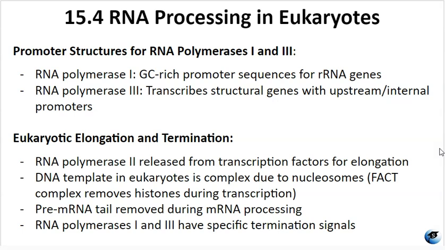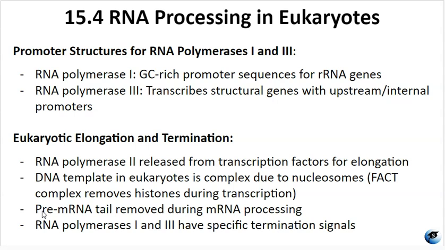It takes them off the DNA template as the polymerase advances. So this allows for the synthesis to continue. And once the pre-mRNA is totally synthesized, FACT restores the histones to recreate the nucleosomes. Termination differs among the different RNA polymerases. RNA polymerase II elongates beyond the gene by about 1 to 2,000 nucleotides in eukaryotes, and then the pre-mRNA tail is later removed by mRNA processing.